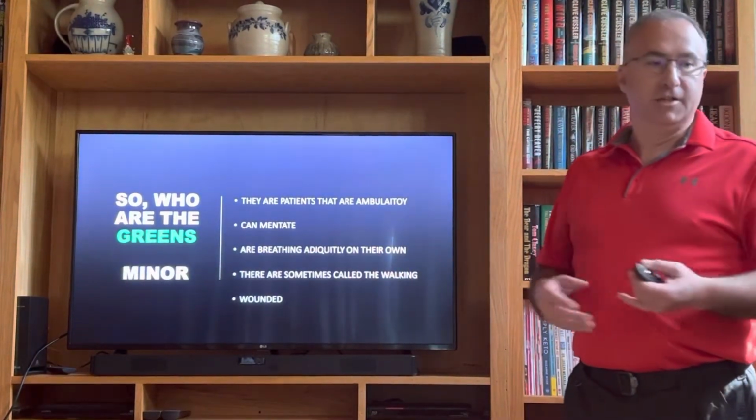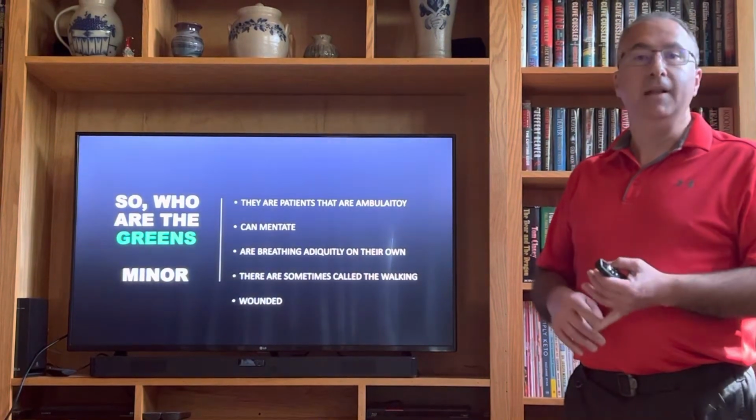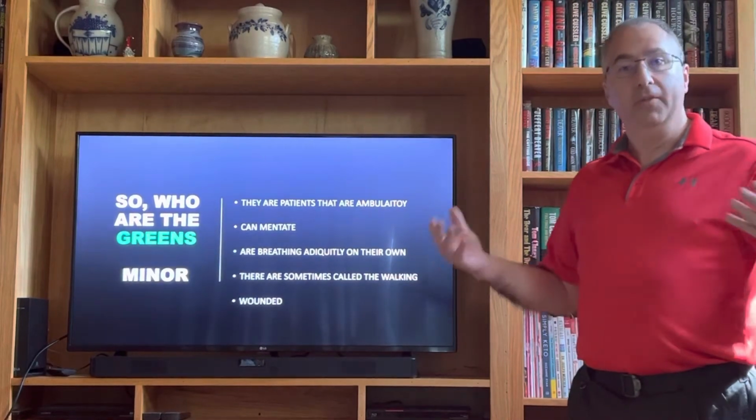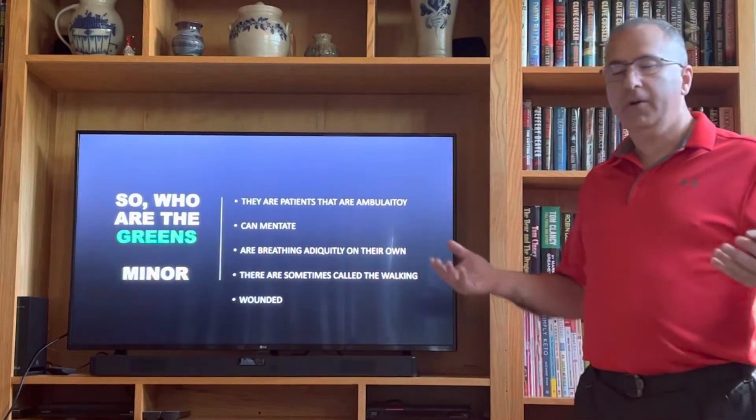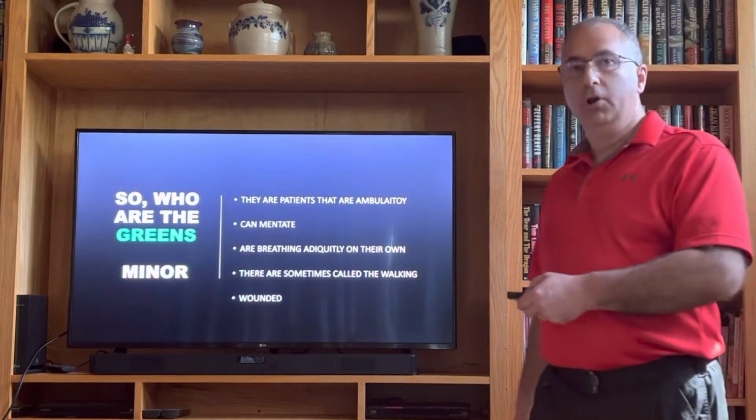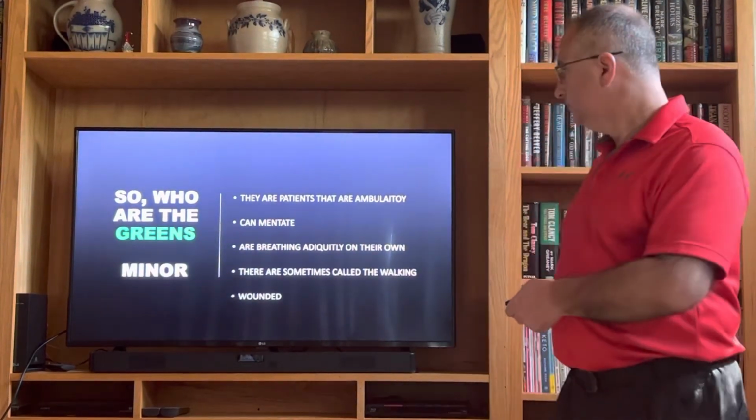But what actually makes a patient a green? They're able to mentate on their own. They're breathing adequately and on their own, normal. We often refer to these people as the walking wounded. So those are going to be our green categories.